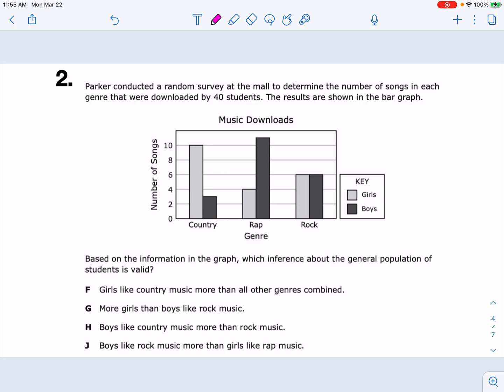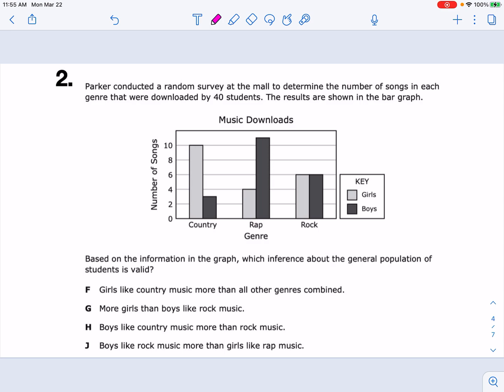Question 2 says Parker conducted a random survey at the mall to determine the number of songs in each genre that were downloaded by 40 students, and the results are shown. Okay, so we have a double bar graph comparing girls to boys and the type of music they like. So based on the information in the graph, which inference about the general population is valid?